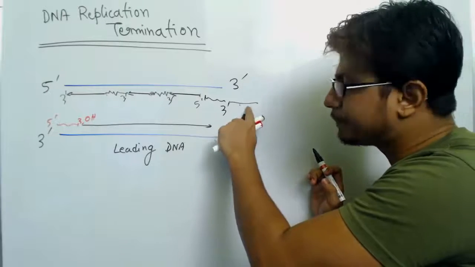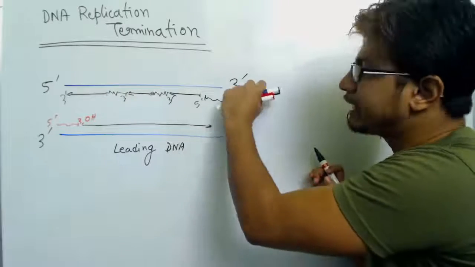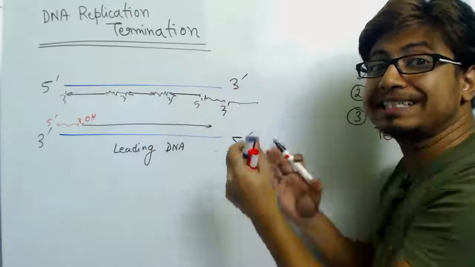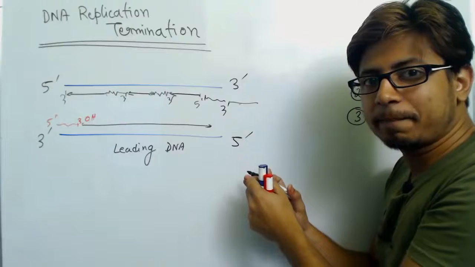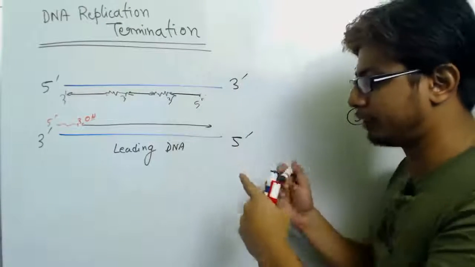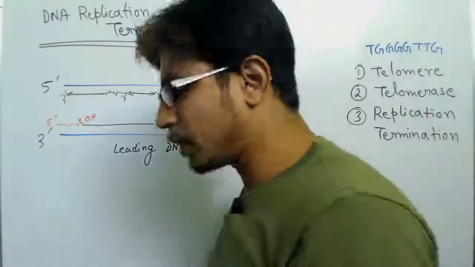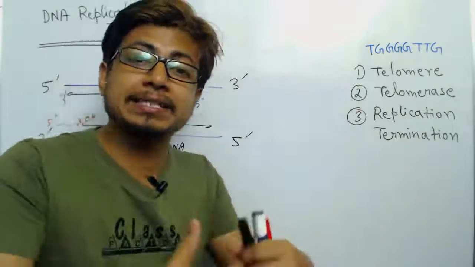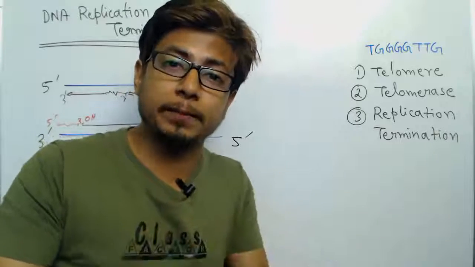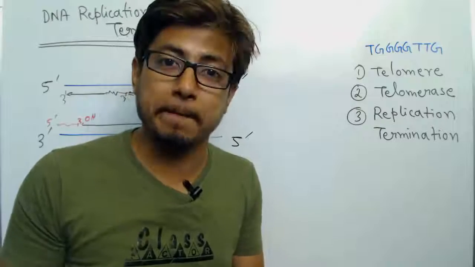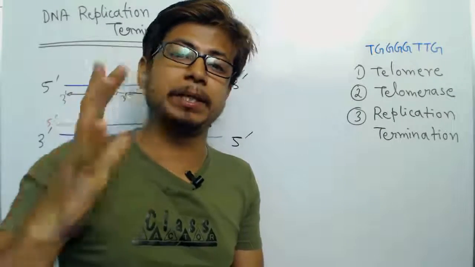And even to provide a 3' hydroxyl, we need to have a template, right? But there is no template left because this is the end. That is known as the end replication problem in eukaryotic DNA replication. Because at the end, there is no room for providing any template. And as there is no template, no further primer can be added. As there is no primer, no elongation can be made. So this is a big issue.